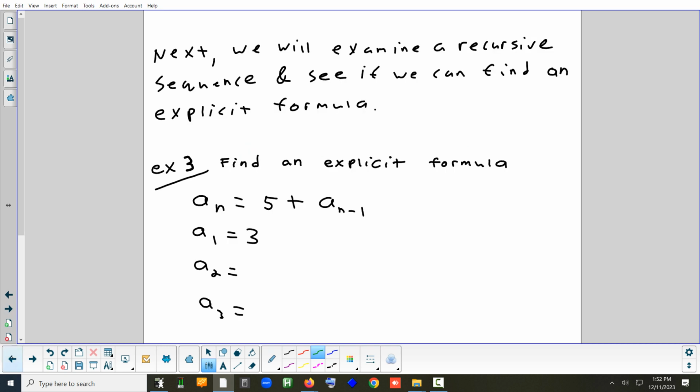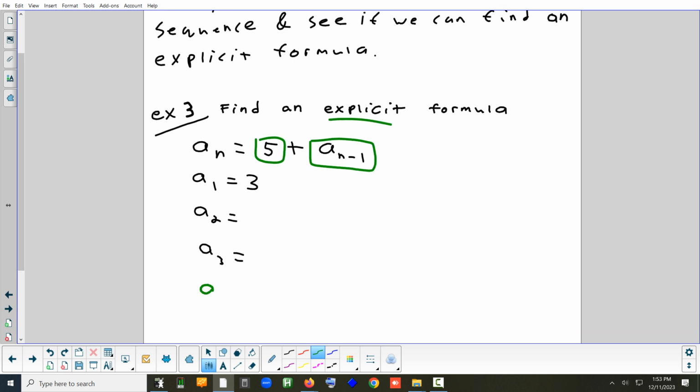But since this only depends on the one that comes right before it, and you're doing something pretty simple, you're just adding 5, we can probably figure that out pretty easily. All right, so we've got our first term. Let's do the first few. Let's even do up to the fourth term. Okay, what would the second term be?